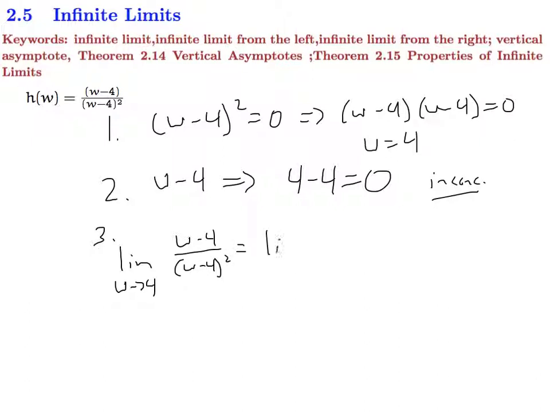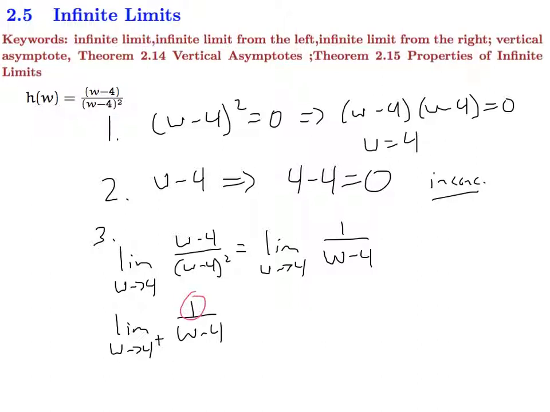And this function's already nice and factored for us. So we see what happens. Well, the limit is going to be 1 over w minus 4. This limit actually is not going to exist, and we want to think about why. Let's compute the limit from one side: the limit as w approaches 4 from the right of 1 over w minus 4. What's going to happen here?